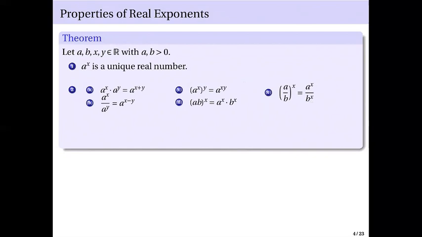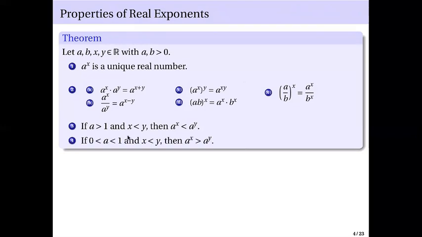Now, I will add some more properties. If a is greater than 1, so take note of that, and you have x less than y, then a to the x will also be less than a to the y. So take note of this. If a is greater than 1, and if x is less than y, a to the x will also be less than a to the y.